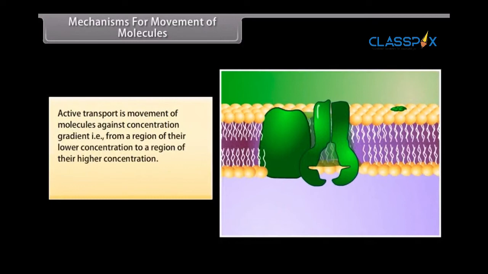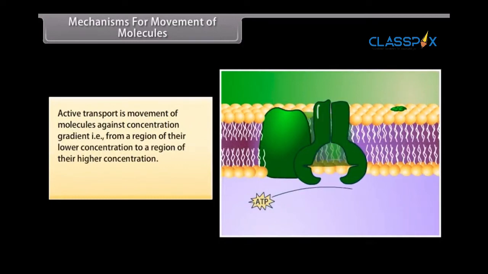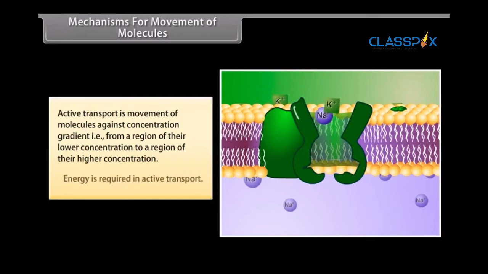Active transport is the movement of molecules against the concentration gradient, that is, from a region of their low concentration to a region of their higher concentration. Energy is required in active transport.